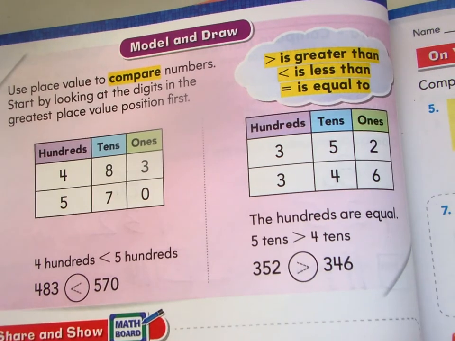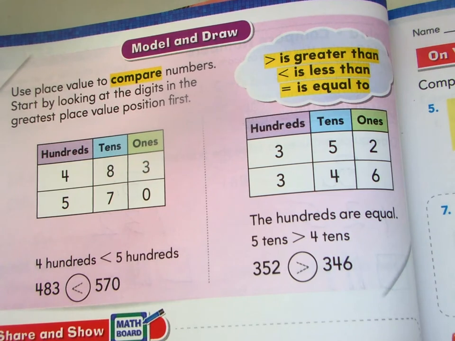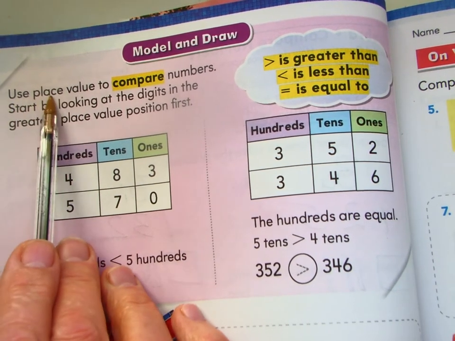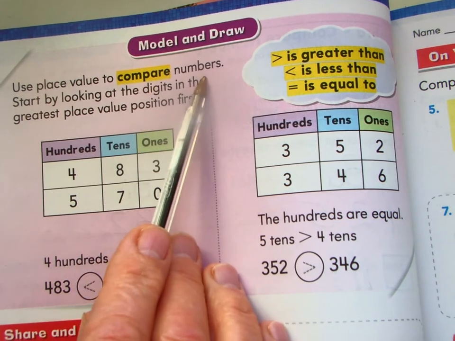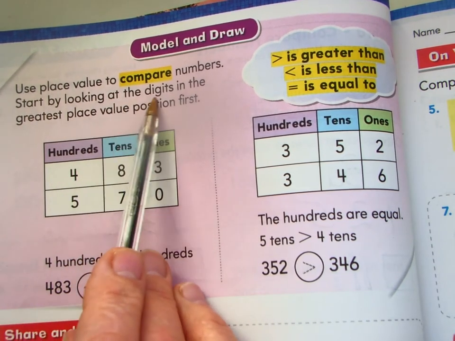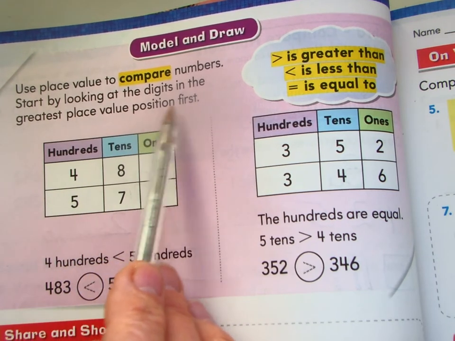142. Okay, we're going to read through the top. We don't really have to do anything, but it's good to listen to it to make sure you understand. Use place value to compare numbers. Start by looking at the digits in the greatest place value position first.